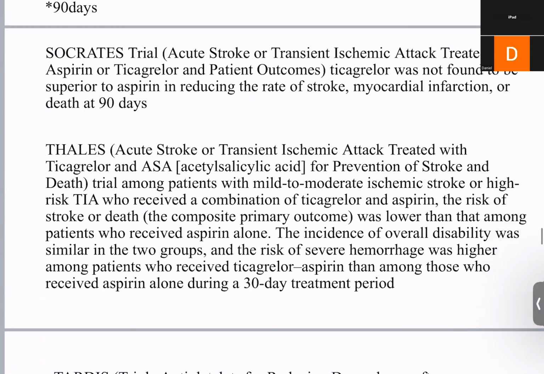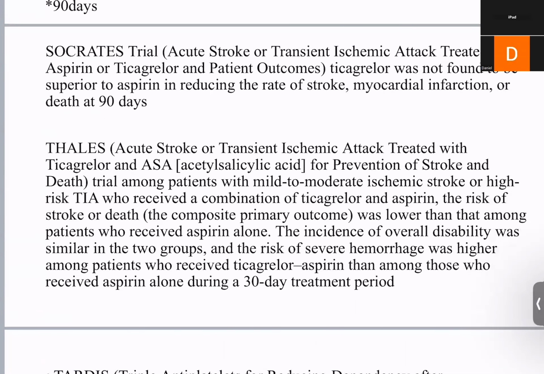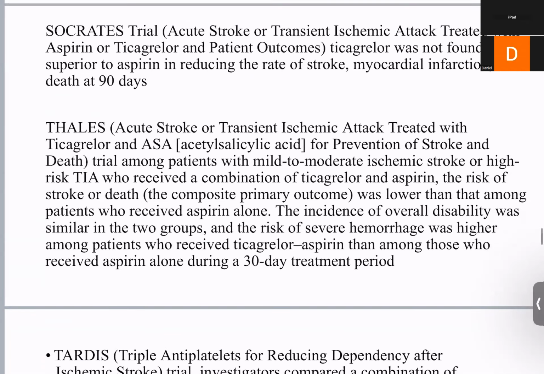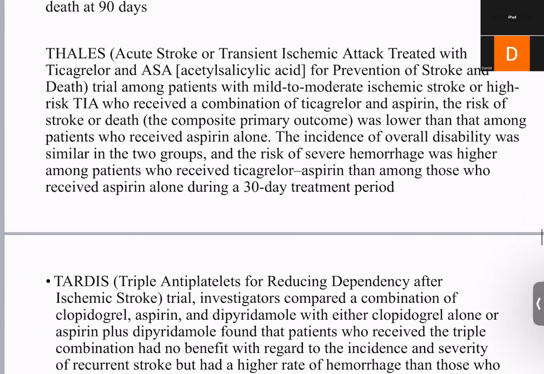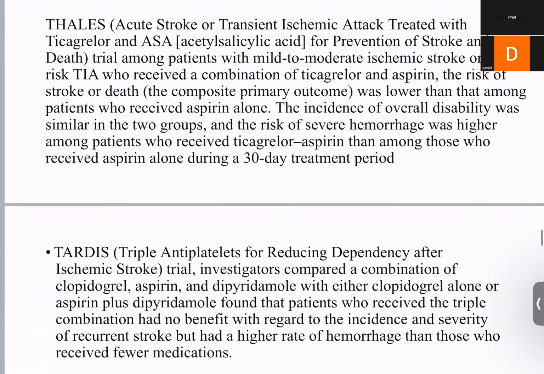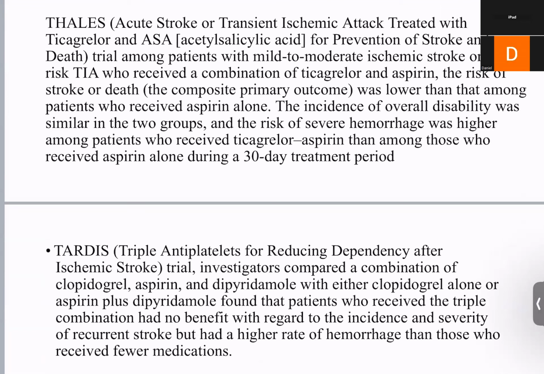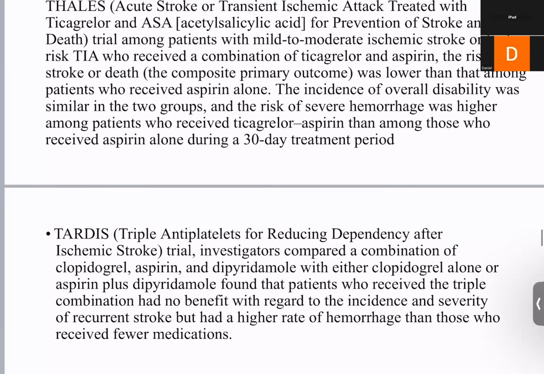And we have other trials for other agents, like the SOCRATES trial for ticagrelor, but again it was not found to be superior to aspirin. And we have the THALES trial for combining ticagrelor and aspirin. The risk of stroke was lower in patients who received the combination than in those who received aspirin alone.